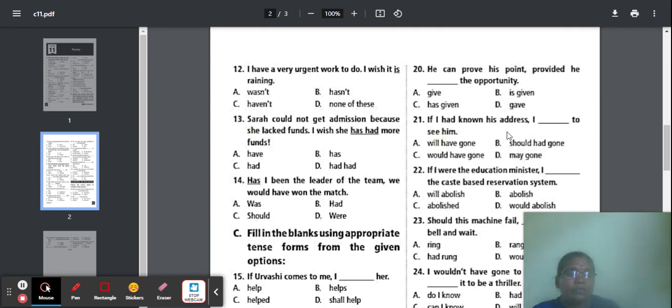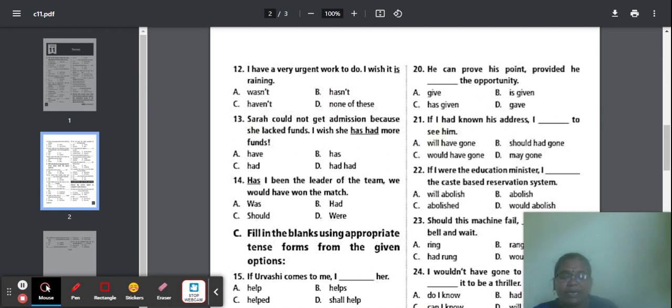Okay, my dear. So I will, no, it is not the correct one. I would. Okay, why? Because here, what is that? Past perfect, so it should change. Will won't come, would is the only correct one. So I would have gone to see him. Okay, next, if I were the education minister, I dash the caste based reservation system.